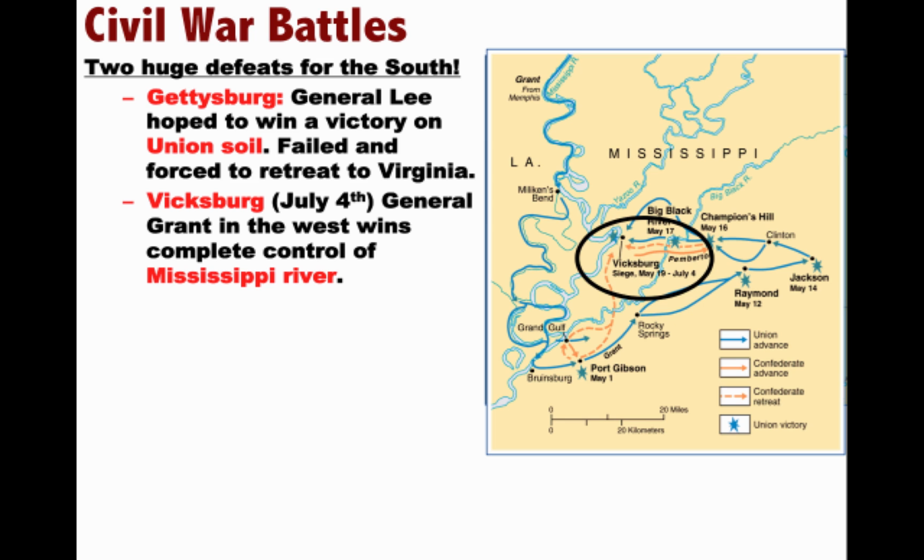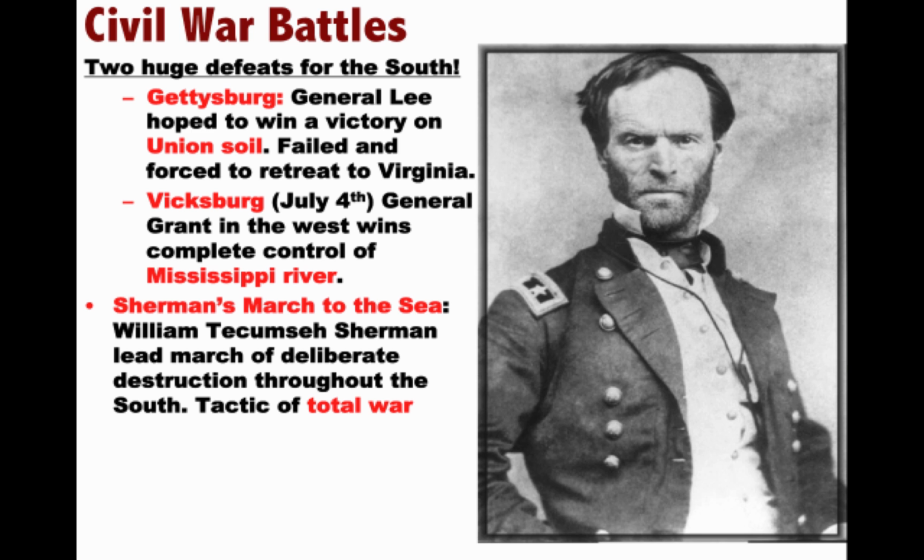And the other battle that happens is in July, Vicksburg. After a very long siege, General Grant wins the Battle of Vicksburg, and the Union Army now has full control of the Mississippi River. Another important guy you need to know about is William Tecumseh Sherman, another Union general.